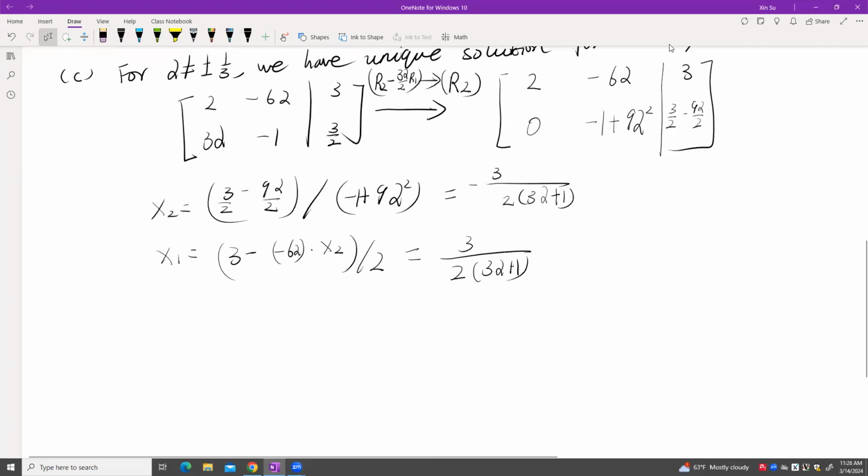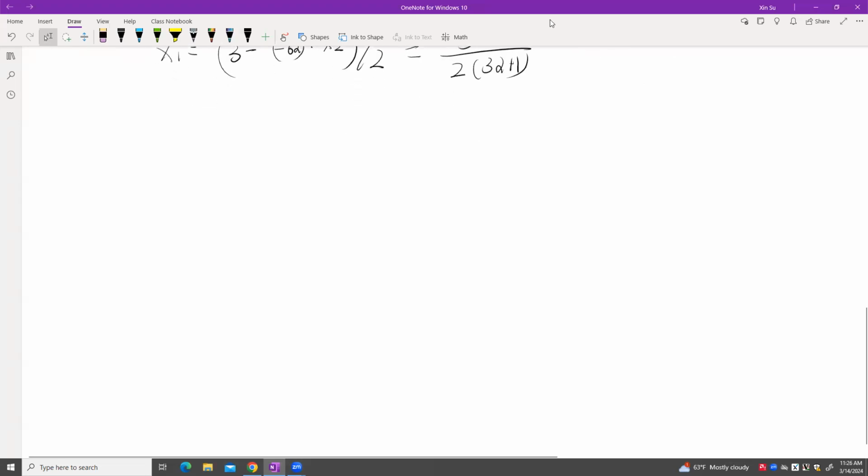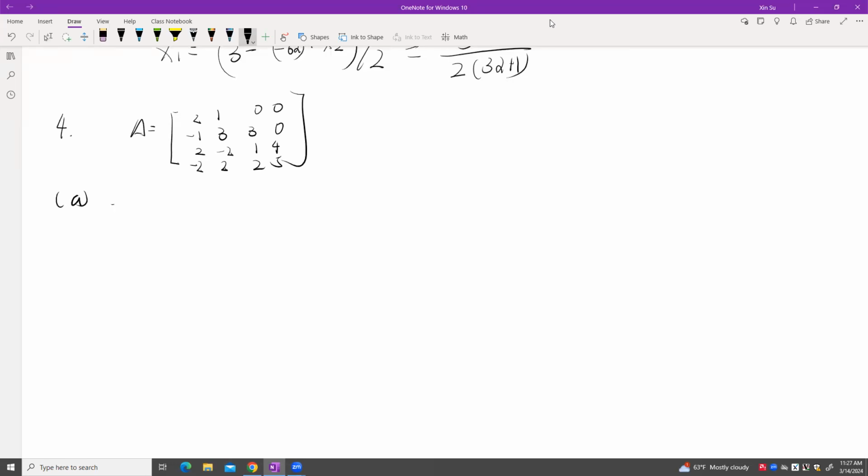The fourth question is a little bit special. Actually, this example will tell you that, let's say A equals 2, 1, 0, 0, then -1, 3, 3, 0, 2, -2, then 1, 4, -2, then 2, 2, 5. The first question is asking you whether this matrix is strictly diagonally dominant. Let's check the first row.